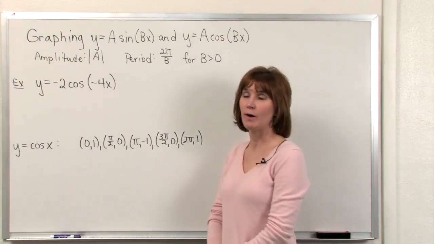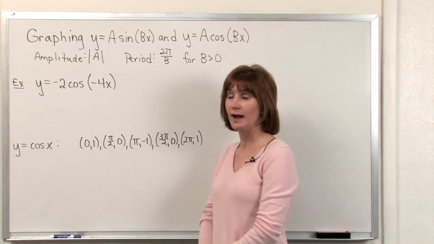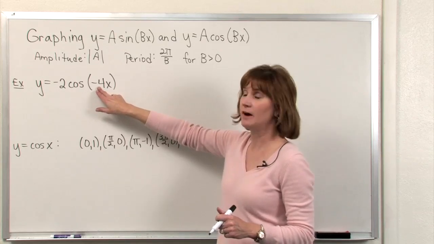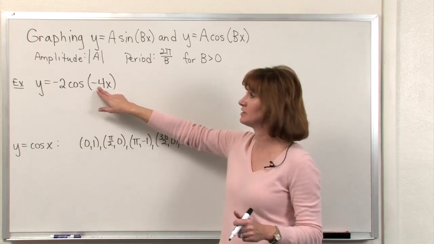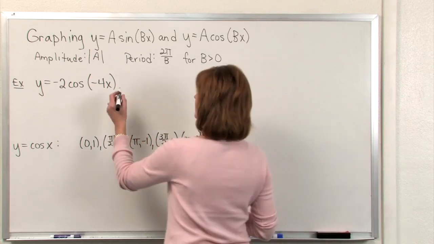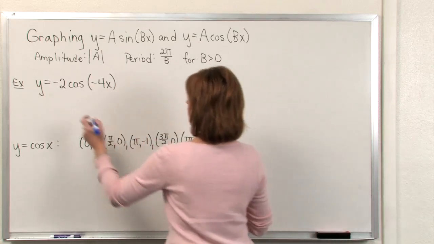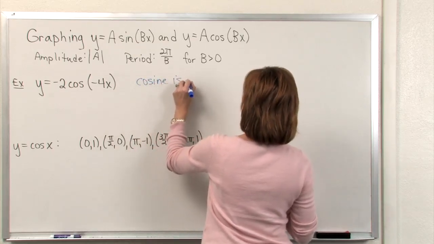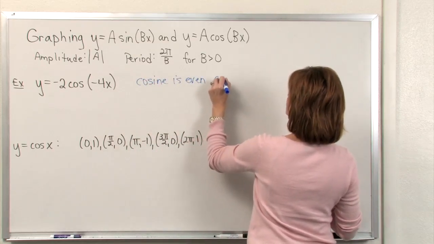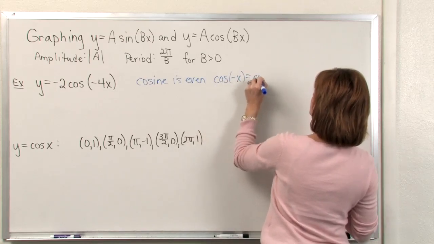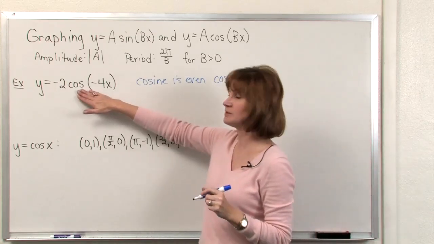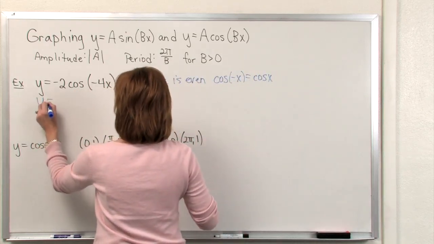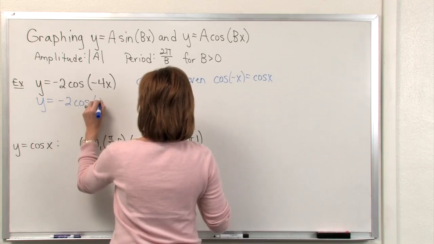Let's take a look at graphing y equal negative 2 cosine of negative 4x. Again, the first thing I need to notice is when b is negative. To find the period, you need a positive b. So we need to rewrite this function. Remember that the cosine is even. What does that mean? It means that the cosine of negative x is the same as the cosine of x, which means the cosine of negative 4x is the same as the cosine of 4x. So this can be rewritten as y equal negative 2 cosine of 4x.